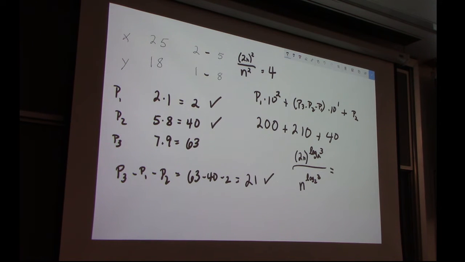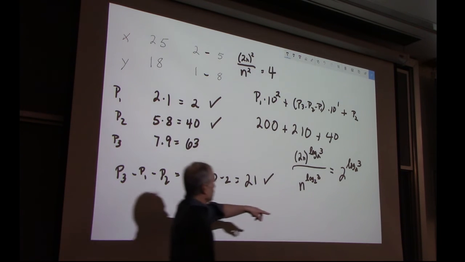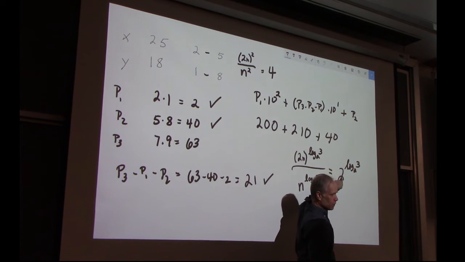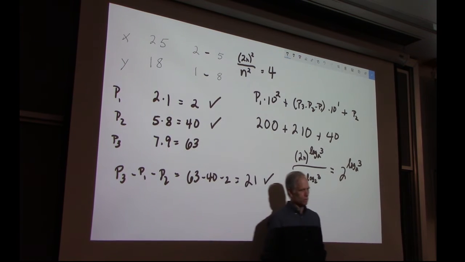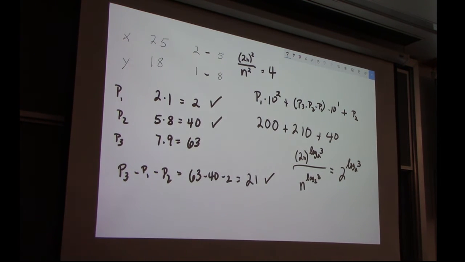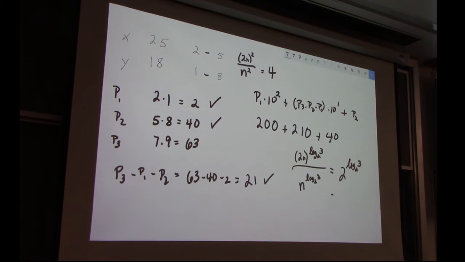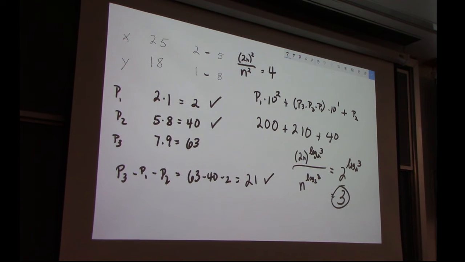So what are we left with when we do the division? 2 to the log base 2 of 3. And remember, exponentiation by 2 is the inverse of log base 2. So they just cancel out and we're just left with 3. So that's the doubling behavior of Karatsuba. You double the length of the numbers, the running time triples instead of quadrupling. And that can make a big difference.